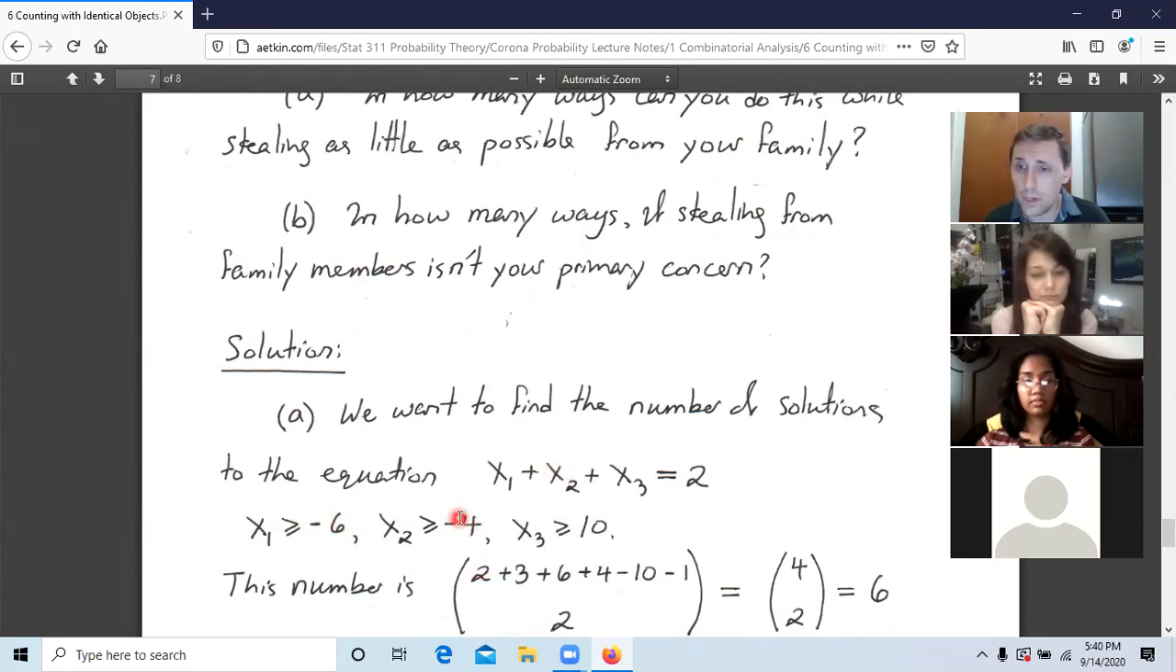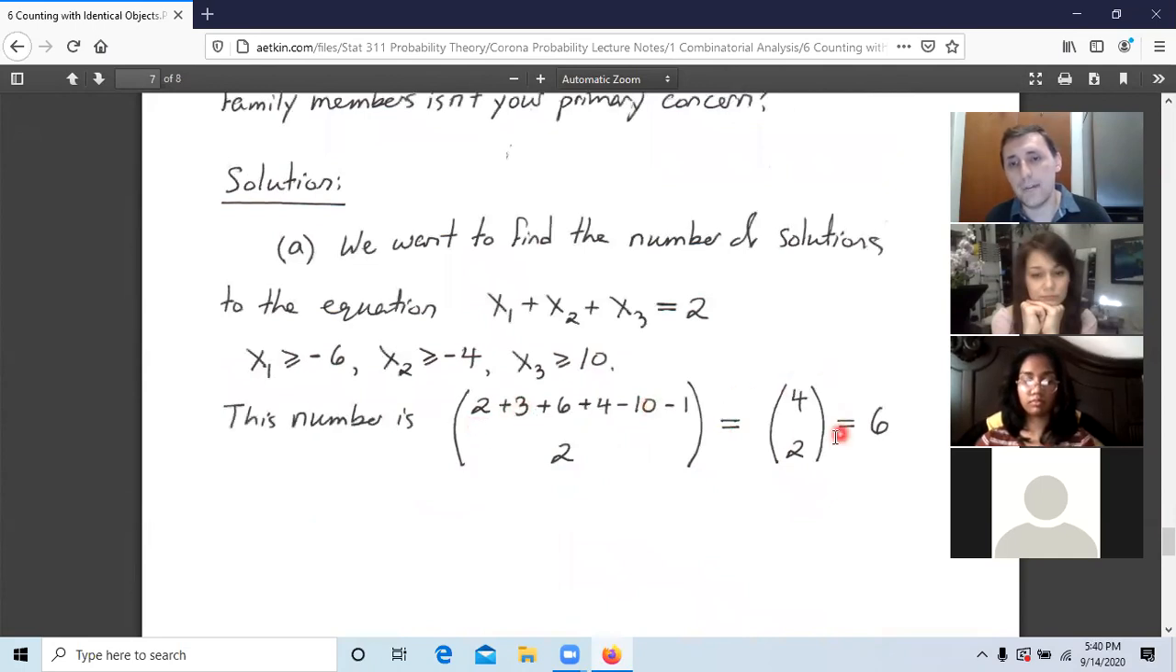X2, your parents. How many spoons do you give? You see, negative is also giving. It's a negative type of giving. So minus four is the smallest amount of spoons you can give to your parents. And to the mafia, it has to be at least 10, because you have to pay $10,000. So that was the equation. And my solution was 4 choose 2, equal to 6.